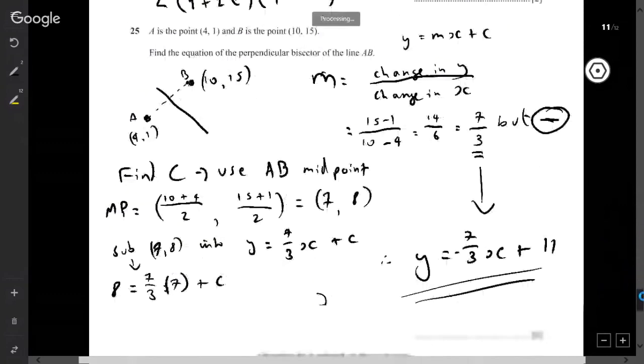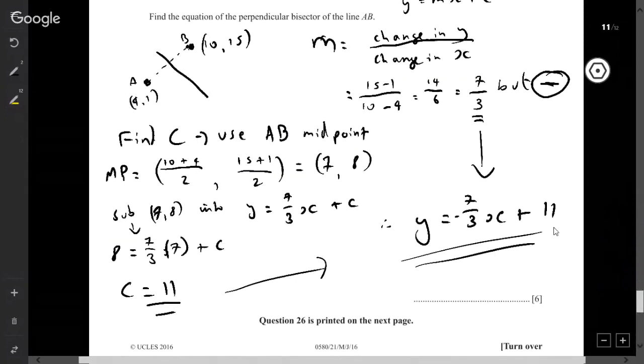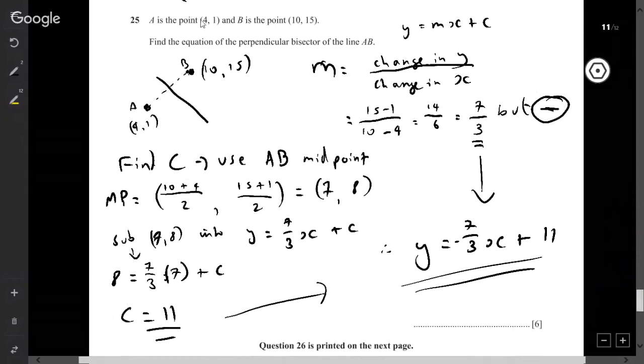Okay, number 25. A is the point 4, 1, and B is the point 10, 5. I've drawn that here for you. Find the equation of the perpendicular bisector of the line AB. So this is the line that we're looking for here.